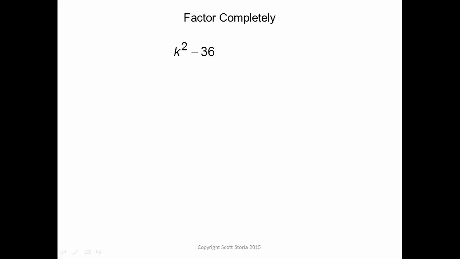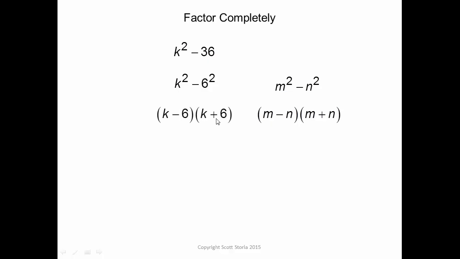Here's the first one for you to try. The point is to recognize this is the difference of two perfect squares, so we can use the product of the conjugates. In this case, here would be our two perfect squares. So our factored form will be the difference in the bases and the sum of the bases. That is k minus 6, k plus 6.